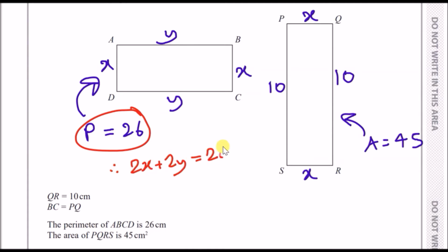And in fact, before we go on we could even simplify that. Divide the whole thing by 2. x plus y is going to be 13. So that's kind of simplified it.